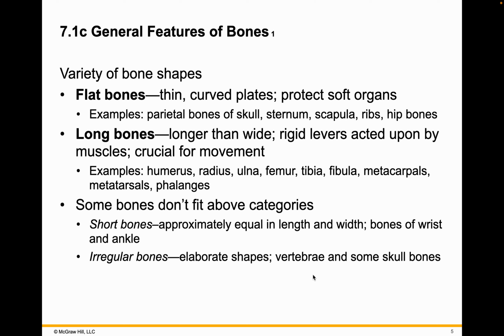Some bones don't fit into those categories. When we do have what we call short bones, they are approximately cubed. They're about equal length and width. The bones in our wrist and ankles are referred to as short bones. They're not longer than they are wide. Irregular bones have elaborate shapes, and the vertebrae would be the best example of those.